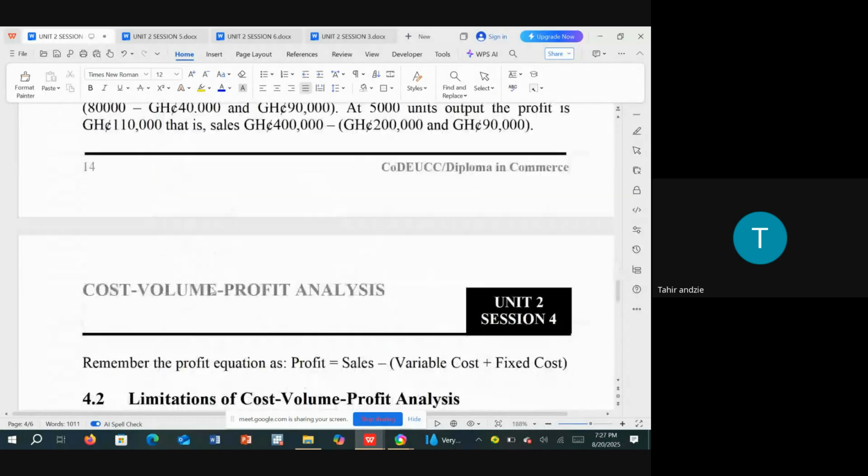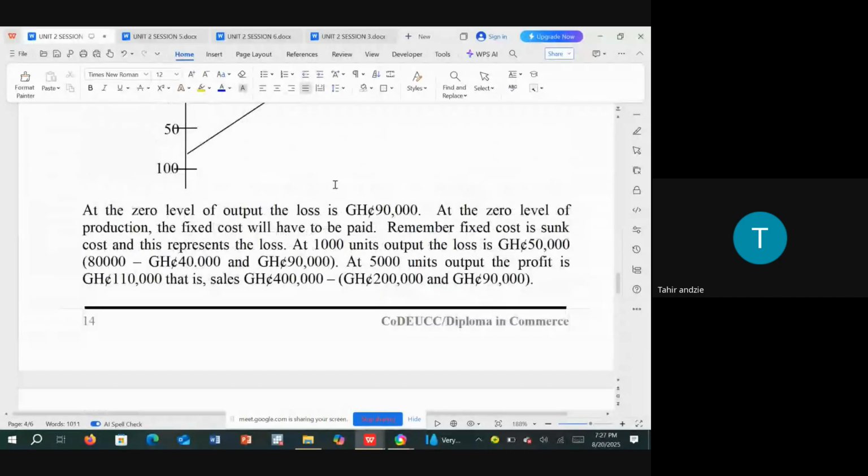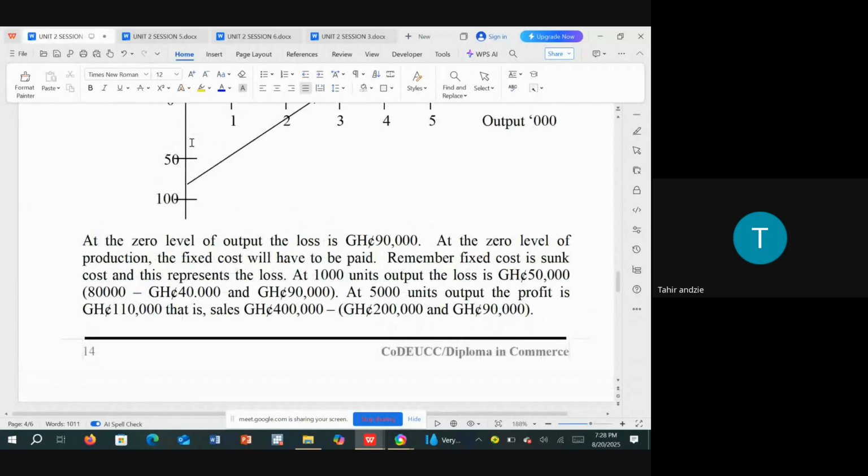So that is how the profit volume graph is done. At the 0 level of output, the loss is 90 from this question. At the 0 level of production, the fixed cost will have to be paid. That is the maximum loss. Remember, fixed cost is sunk cost, and this represents the total loss. At 1,000 units output, the loss is now reduced to 50. So that's how it will be done.